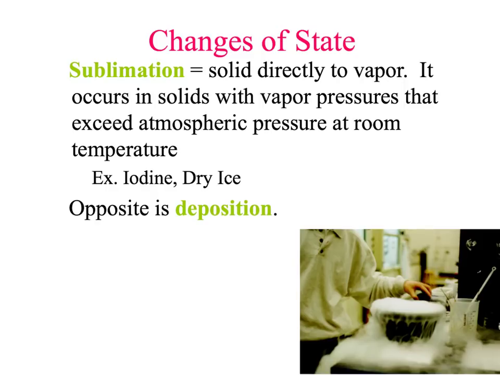There's a special state called sublimation. Sublimation is when the solid goes directly into vapor. Solids have vapor pressure too. The majority of solids have vapor pressures that are very, very low. But occasionally you have substances such as dry ice or iodine where the vapor pressure is so high that the substance immediately goes into the gaseous state at room temperature. So sublimation is a special state where solids go directly to vapor due to their high vapor pressure.